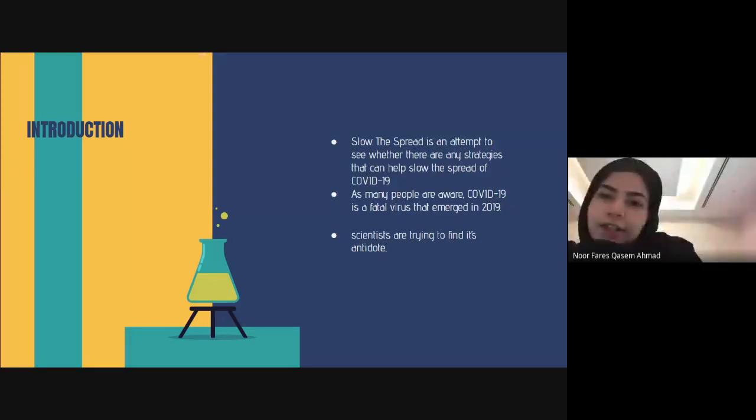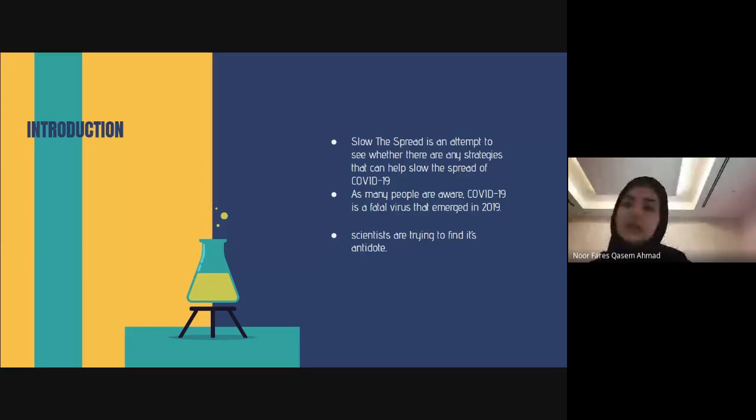Okay, starting off with the introduction. Slow the Spread is an attempt to see whether there are any strategies that can help slow the spread of COVID-19. As many people are aware, COVID-19 is a fatal virus that emerged in 2019, and scientists are still trying to find its antidote. This virus is transmitted when an infected individual releases droplets by sneezing, coughing, or even exhaling. When these droplets come in contact with other individuals, it infects them as well and causes them to suffer from the symptoms of the virus.